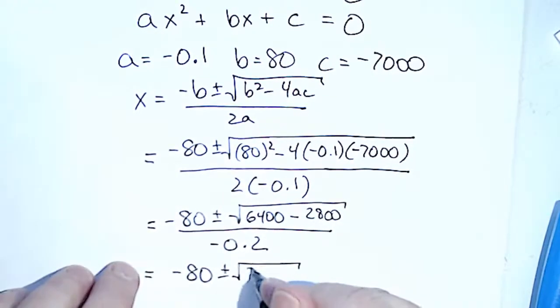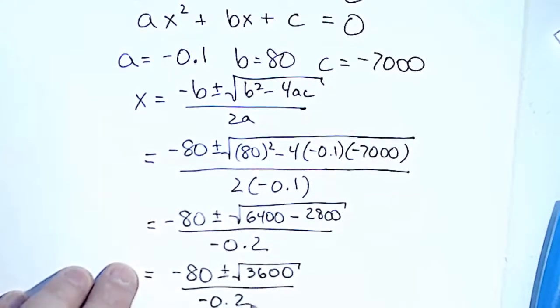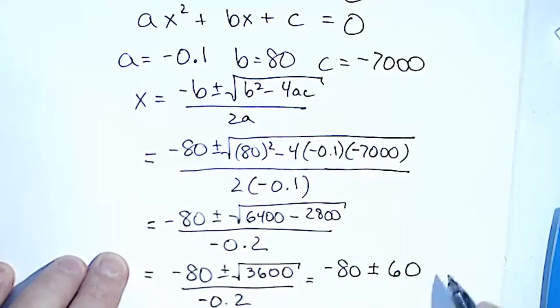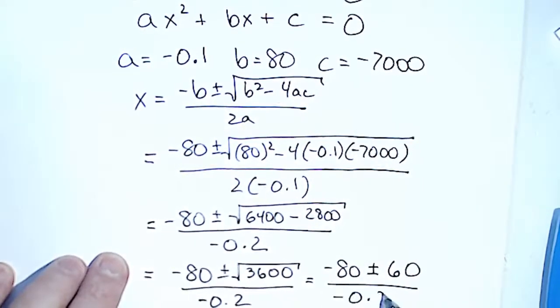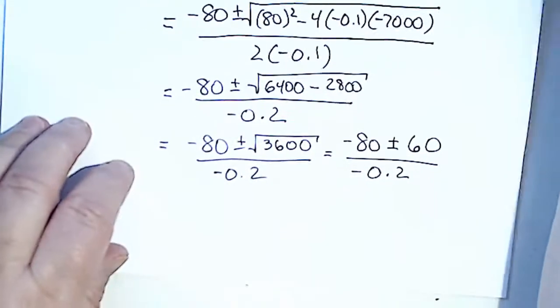is 3,600, which equals negative 80 plus or minus 60 all over negative 0.2. Almost ran out of room.